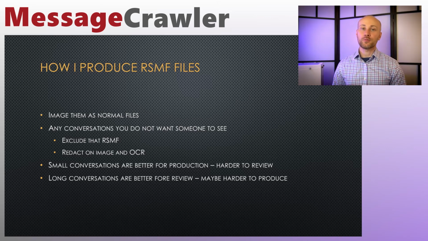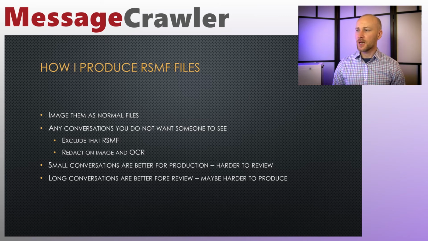And if you want to produce part of the RSMF file, you image it and you redact something you don't want to produce. Basically, it works like regular email. If there's a portion of an email you want blanked out, you image it and you redact it. And then you OCR that document.